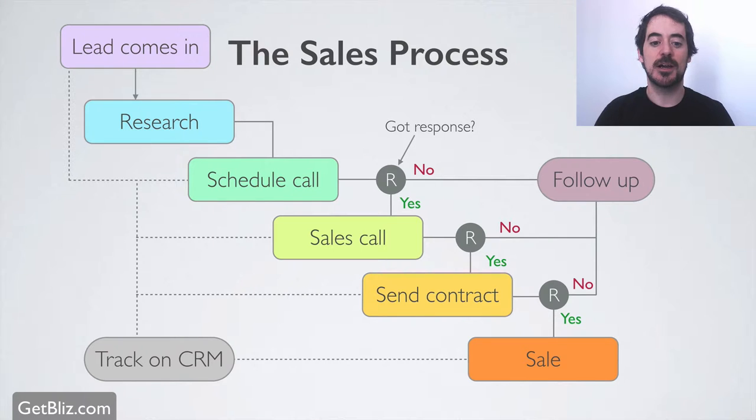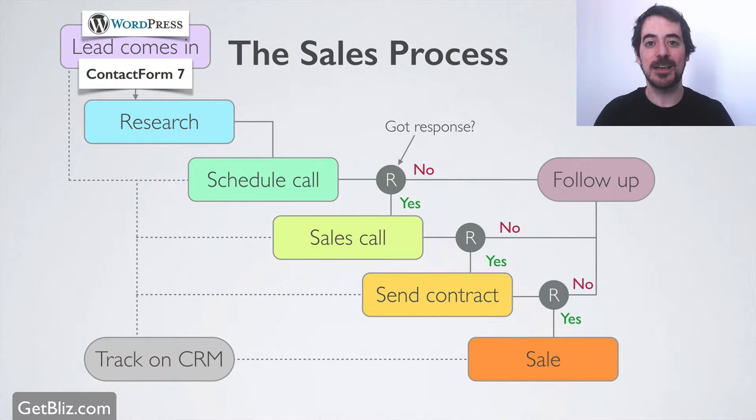Now, we're going to talk about all the software and tools I use for each of these steps in my business, and other recommendations. So for the lead coming in, I use WordPress. My site, as I showed you before in a previous chapter, is run on WordPress. Then they fill in a contact form, for which I'm using the plugin Contact Form 7. It's a very popular plugin.